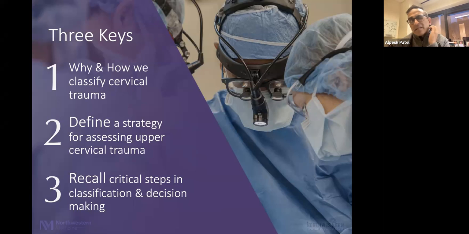There are three things I want us to leave with from our discussion tonight. One is an understanding of why we classify cervical injuries and how we go about doing it. We'll cover some of the more commonly reported classification measures, and try to give you a current state of where we are in 2021 and how we should be talking about these injuries. We'll go across a strategy of using classification systems to assess patients and then to drive decision-making. And then at the very end, we'll go over the key steps in that process from classification to decision-making, in terms of trying to be evidence-driven.